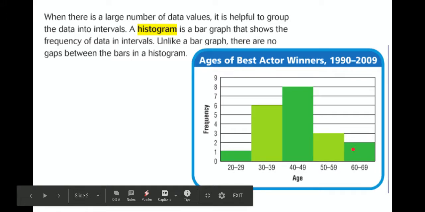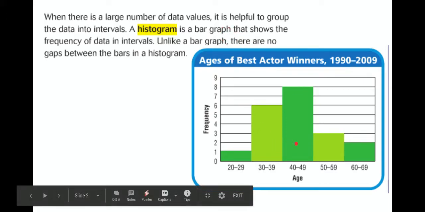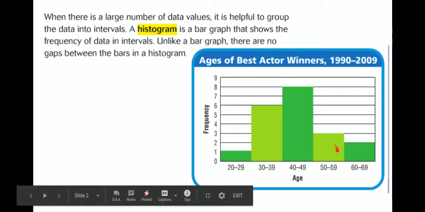So that's the other thing they kind of didn't elaborate on up here. This is what they mean by data is shown as intervals. So we don't actually know how old specifically the 3 people that won the award were in their 50s. We just know they were somewhere in that age range between 50 and 59.